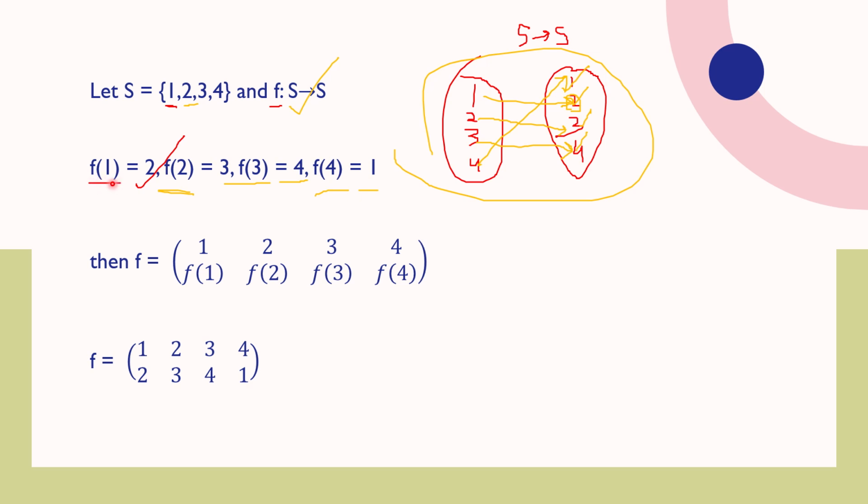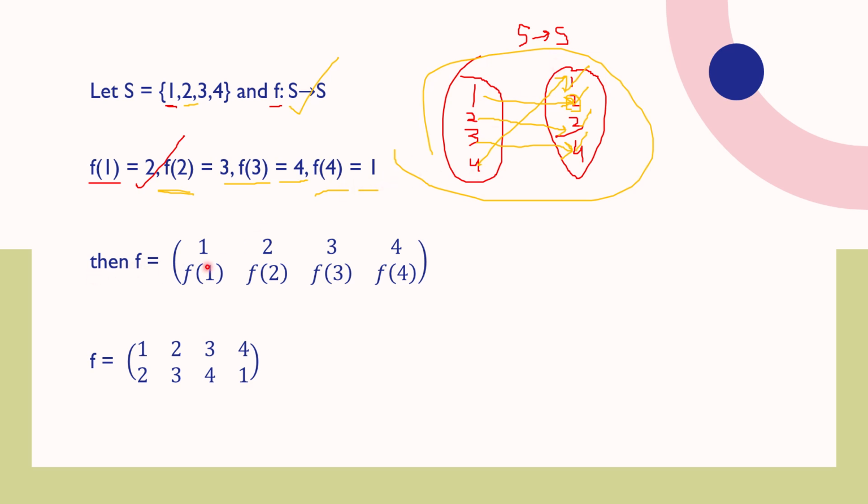Okay, and what does that image say? That image is 2 according to the statement. So 1 goes to 2. Alright, 2 is equal to f of 1. Then f of 2, which is this 2, is equal to 3. So the image of 2 is 3. Then f of 3 is equal to 4. So image of 3 is 4. Then f of 4 is equal to 1. So image of 4 is 1.